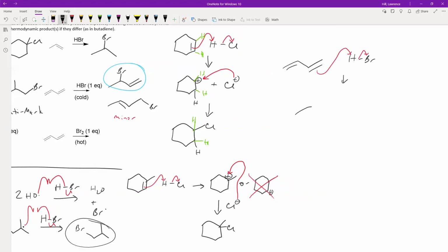That's going to form the more stable carbocation, the allylic carbocation, not the primary carbocation. That was the other option. And then, of course, this has two resonance structures. And we learned that 1,2 addition is the kinetic product. It's favored at low temperatures. So addition here is favored at low temperatures. And addition here, the 1,4 addition product, is favored at higher temperatures.